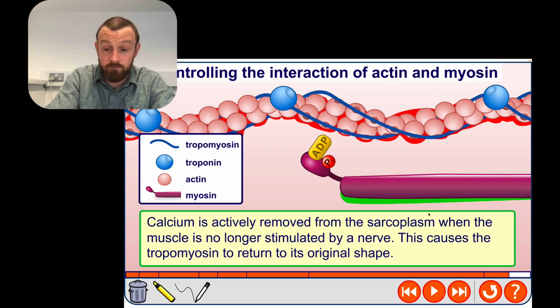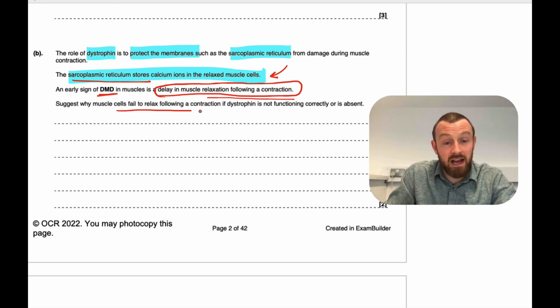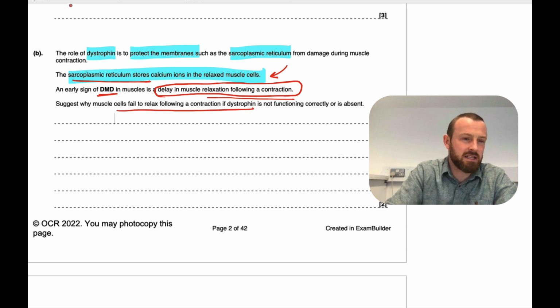Let's go back to the question. So suggest why muscle cells fail to relax following a contraction. So let's just go straight to the mark scheme.